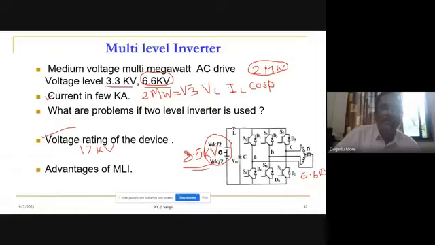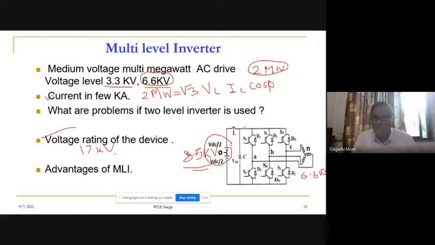Means for a single device, the voltage rating will be 17 kV. So our one switch should be able to withstand this much. And then we have seen that we can't have a device of that much voltage rating. For an IGBT, we can't have a voltage rating of 17 kV. It may be 5 kV or 4 kV or 3 kV, 6 kV maximum. It will be difficult. Then how to solve the problem?